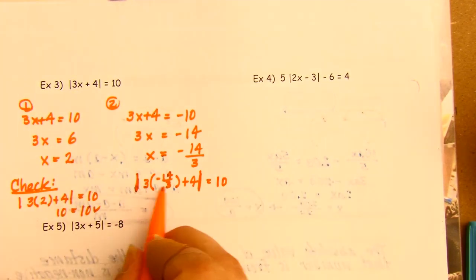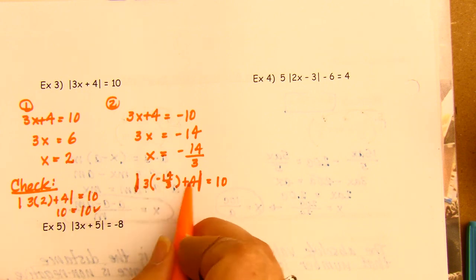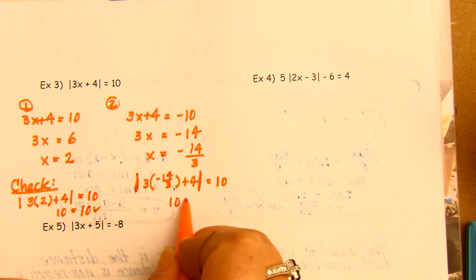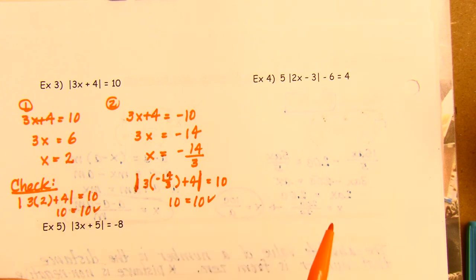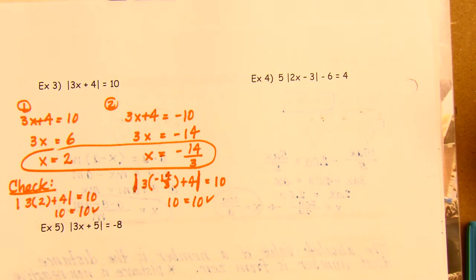Look, these 3's are going to divide out, and it's going to leave me with negative 14 plus 4. Well, that's negative 10 inside the bars, and when I take the absolute value, I see 10 is 10. So these are, in fact, solutions to this absolute value equation.